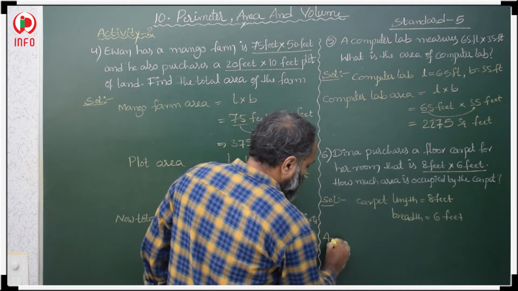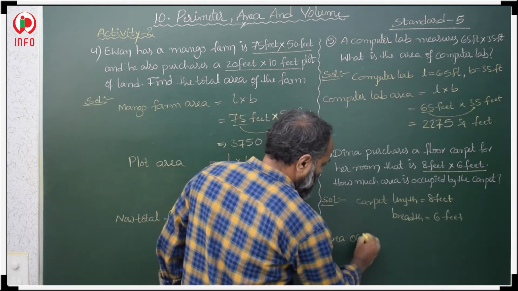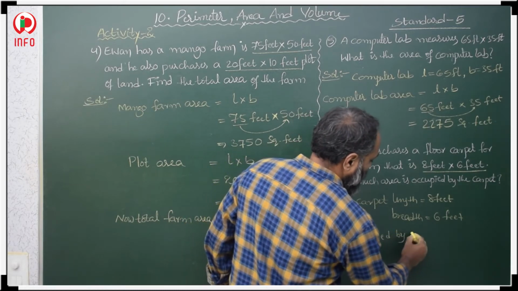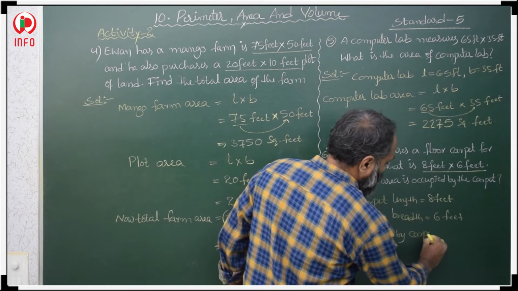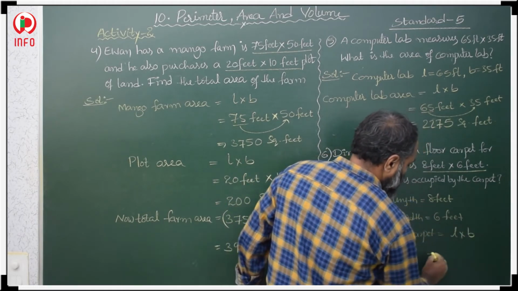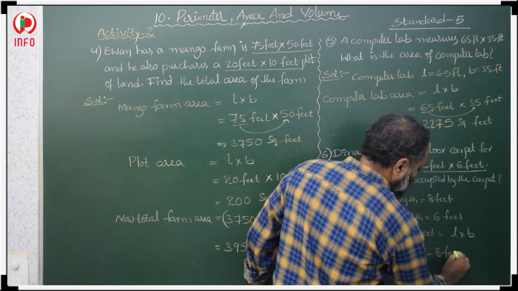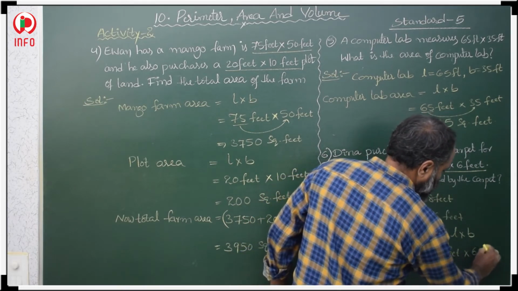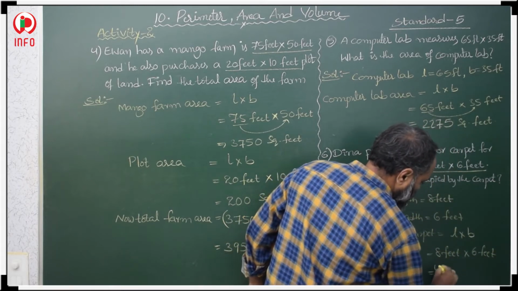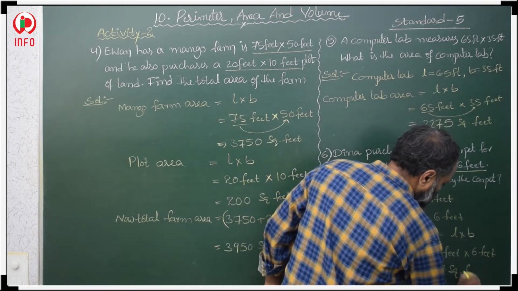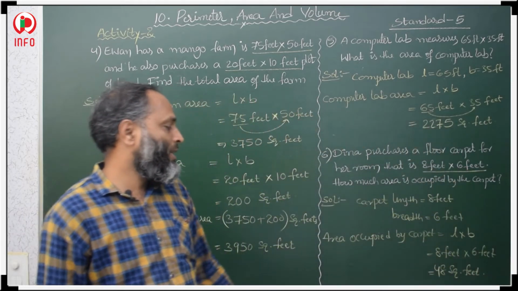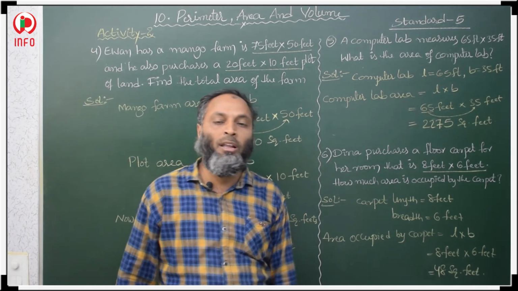Area occupied by carpet is equal to length into breadth. What is the length here? Length is 8 feet and breadth is 6 feet. 8 6s are 48. 48 square feet. So this much area that carpet occupied in a room.